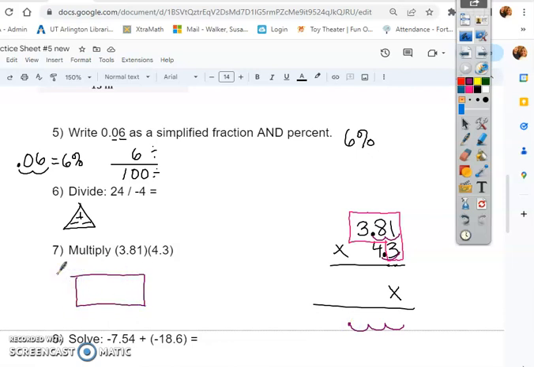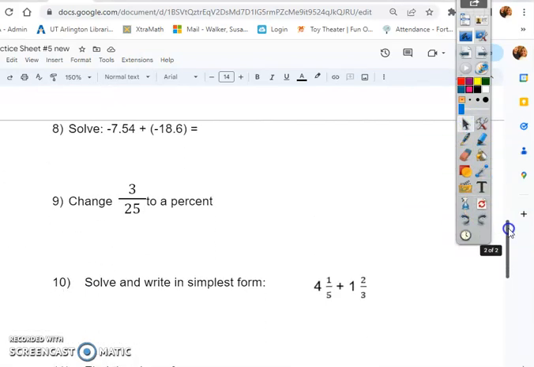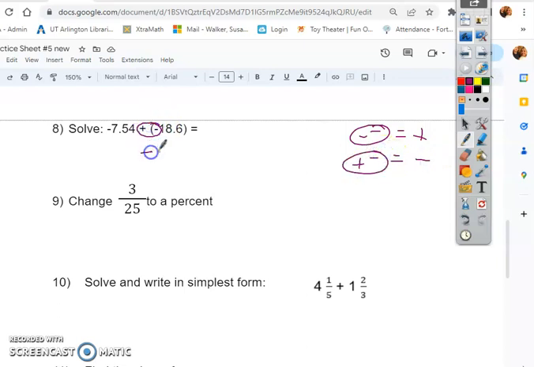Okay, number 8 is solve. So this is not a triangle problem because this is add subtract. So remember, if I have minus and negative, I put a plus. If I have plus and negative, I put a minus. So plus a negative, so I'm going to put a minus. Really, I'm treating it like a negative, but it is officially a minus.